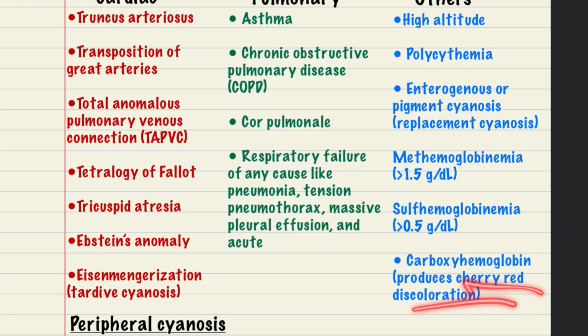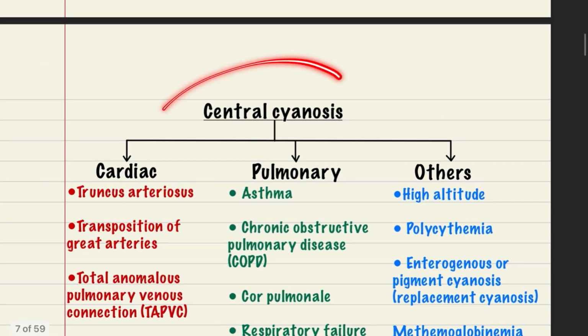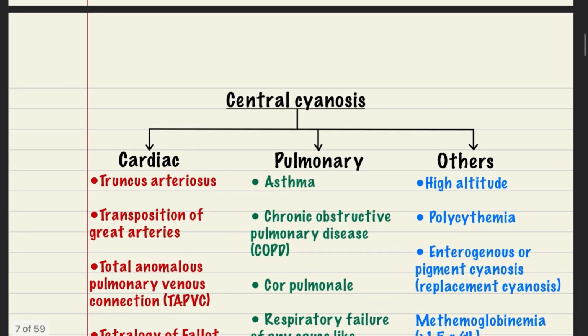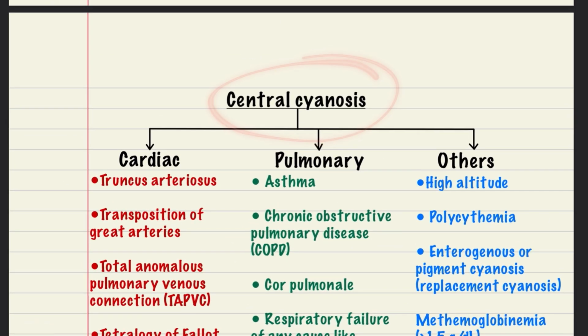cherry red pigmentation. So, basically peripheral means in all the peripheral parts, that is the extremes of the body, and central means in the central part of the body like the nose.